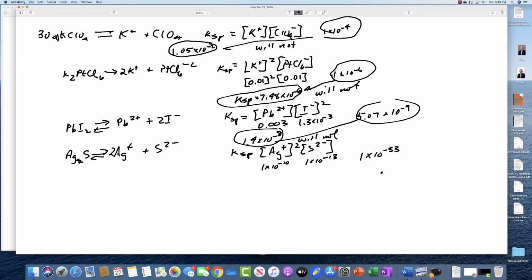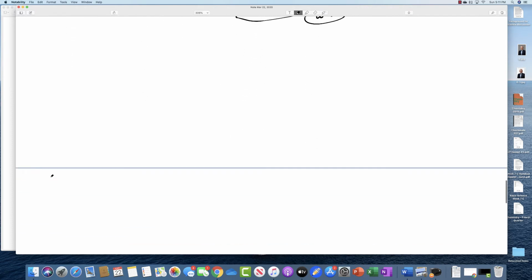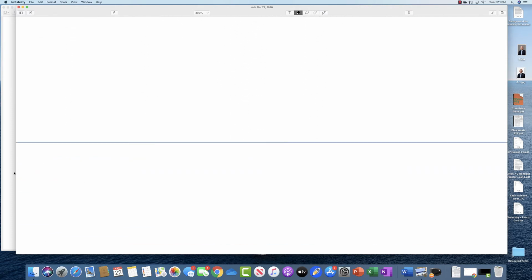If we look up silver sulfide, it's 1.6 times 10 to the minus 49. Now, this is greater than this, so it will precipitate out. So this last one is the only one of the ones that we were given in this problem that will precipitate out.